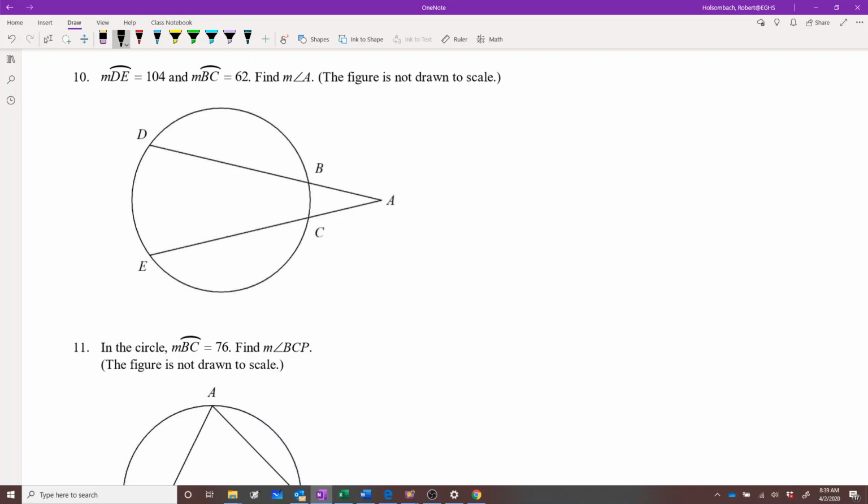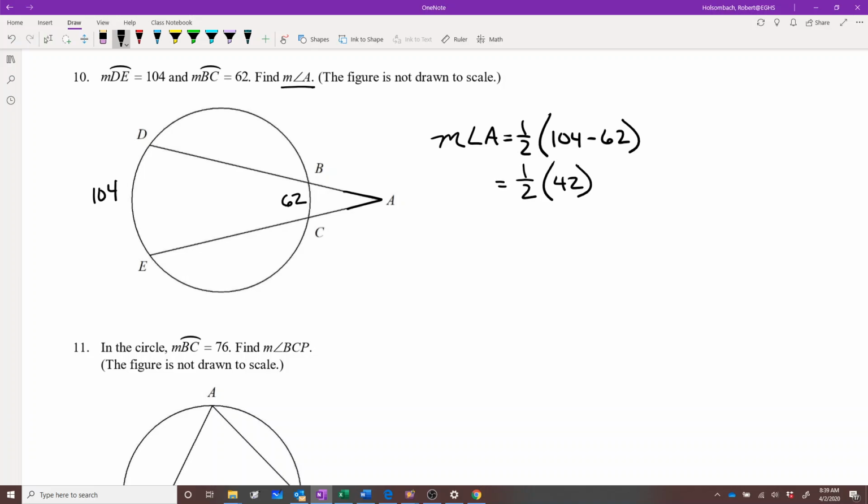Number 10, what do we got here? The measure of arc DE, 104. And BC, 62. Find the measure of angle A. Here's our angle A. Another big arc, little arc problem. So the measure of angle A is equal to half of big arc minus little arc. So that gives us half of 42, and half of 42 is 21 degrees.